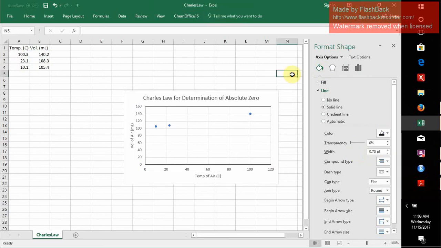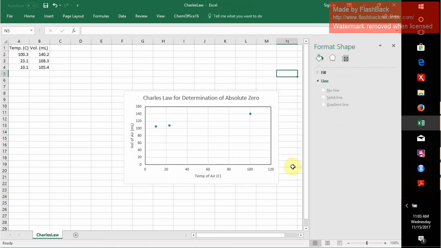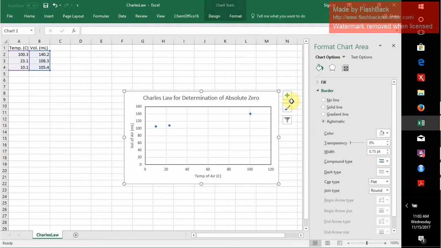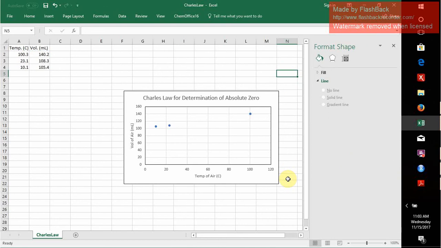That looks pretty good. Let's go ahead and do an outline around the outside as well. So let's do solid line, and yep, it's going to be black. Let's see how that worked out. That looks good.